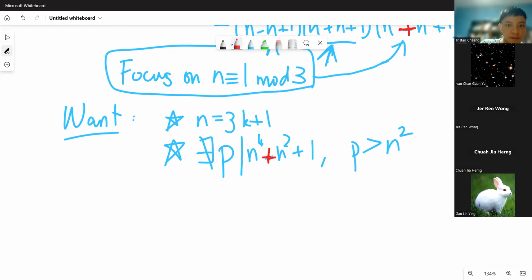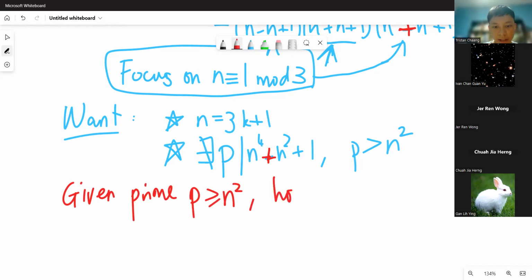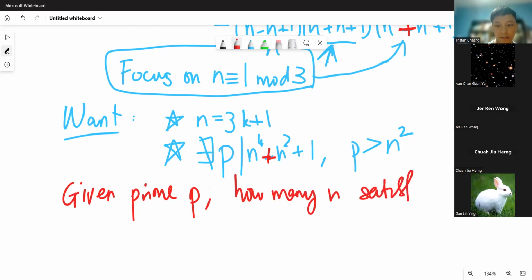Okay. So given a prime p larger than or equal to n squared, how many? Okay, how should I rephrase this problem? Okay, given a prime p, how many n satisfy n is less than square root p, and p divides n to the 4 plus n squared plus 1.